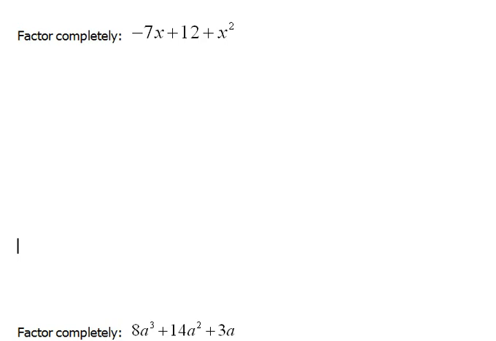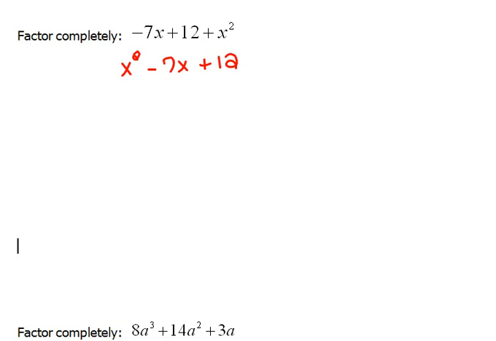Alright, now in this one we have negative 7x plus 12 plus x squared. Now the first thing that I notice is this is not in the proper order. So let's rearrange the order before we continue to factor. Let's move our x squared term first, keeping it positive, and then our plain x's, so that's a negative 7x, and then our constant term, which is a positive 12. Now once it's in the correct order, let's go about doing our factoring.